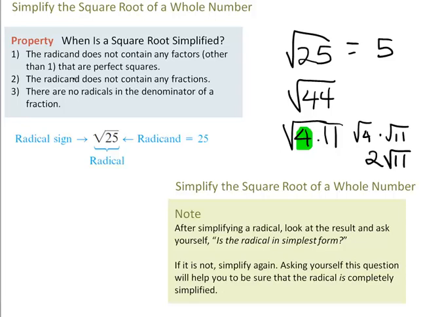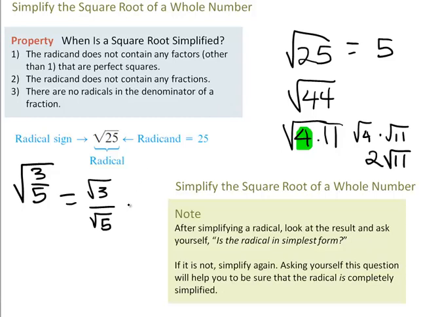Now, the thing you have to do is make sure that inside the radicand, there's nothing left that is a perfect square. You can't have any fractions. You want to take care of that. So we don't want this. We would rather have this. And then number 3 says there are no radicals in the denominator of a fraction.